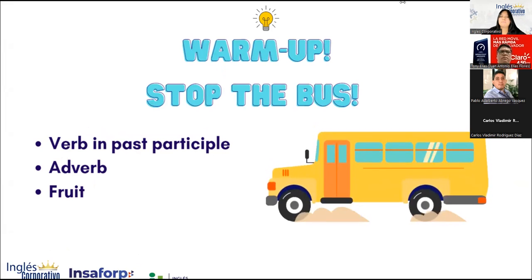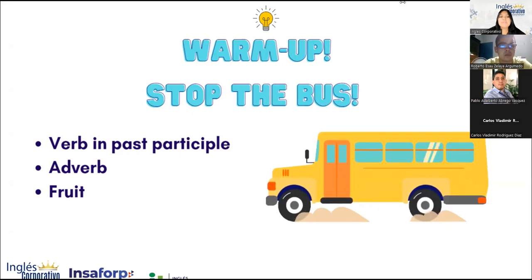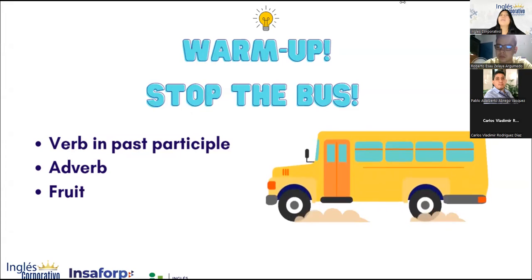And a fruit with the letter S? Strawberry. Strawberry. Okay. All right, another one. Okay, so now the last one. Give me a verb in past participle that starts with the letter, let me see, with the letter T. Letter T, as in tomato. Thought, thought, all right.